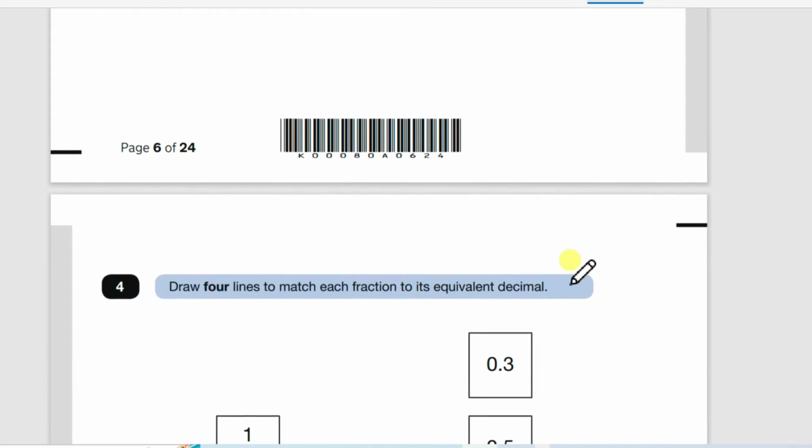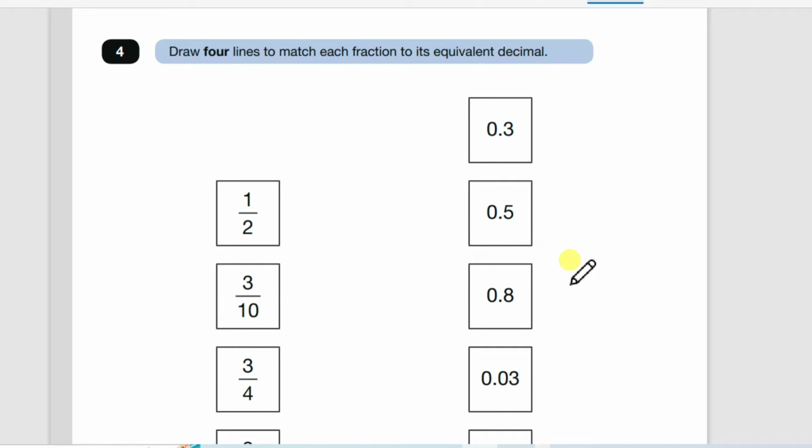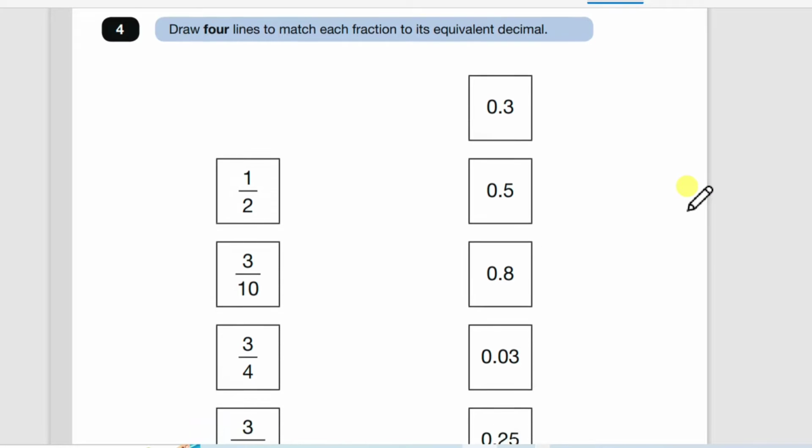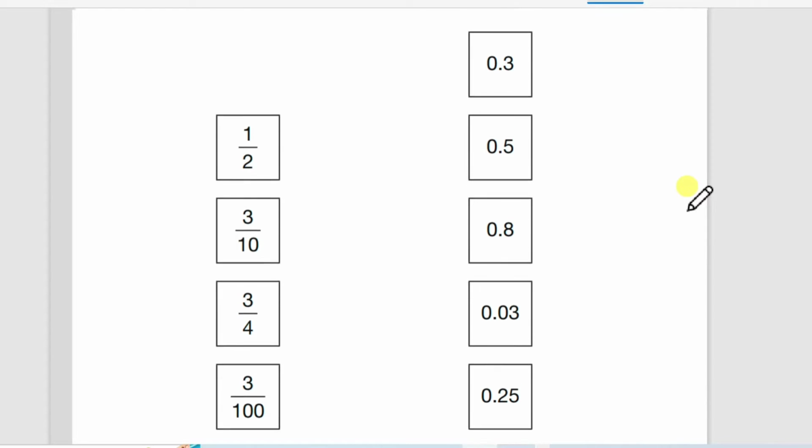Let's move on to number 4. Okay, so here it tells us to draw 4 lines to match each fraction to its equivalent decimal. We just have to be careful with how to do these kinds of ones. There's quite a lot of options here. Now, let's start with half.